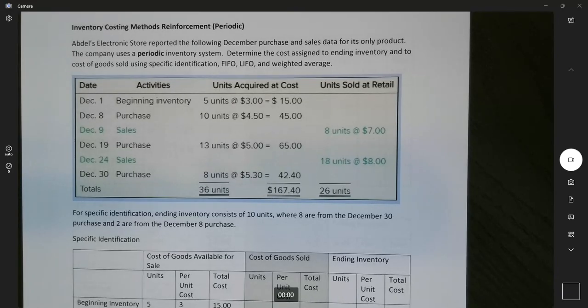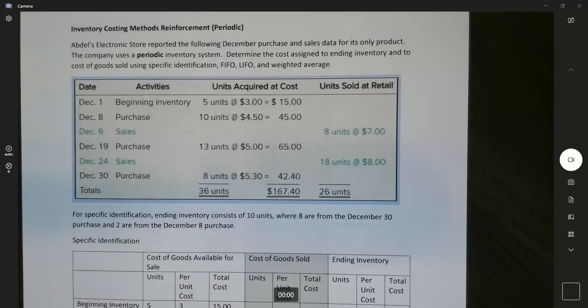identification, first in, first out, last in, first out, weighted average. We're going to be using both periodic and perpetual inventory system. Up here, just note that right now we're doing periodic.